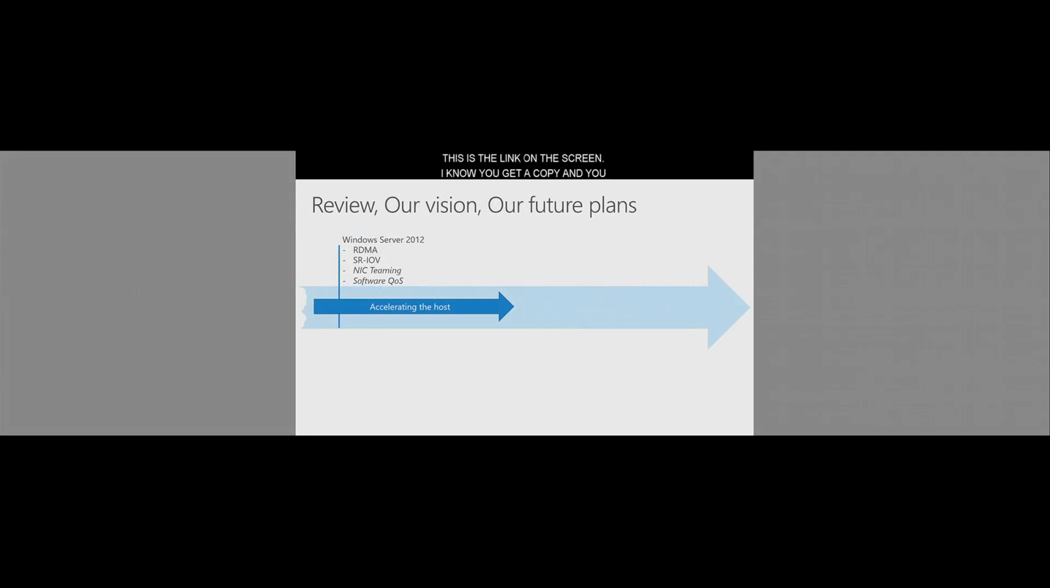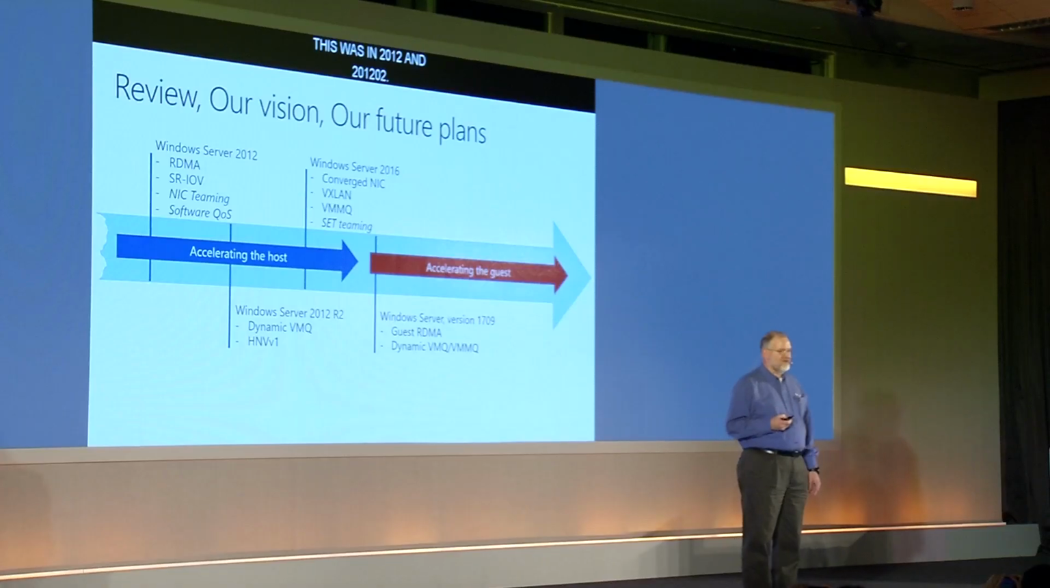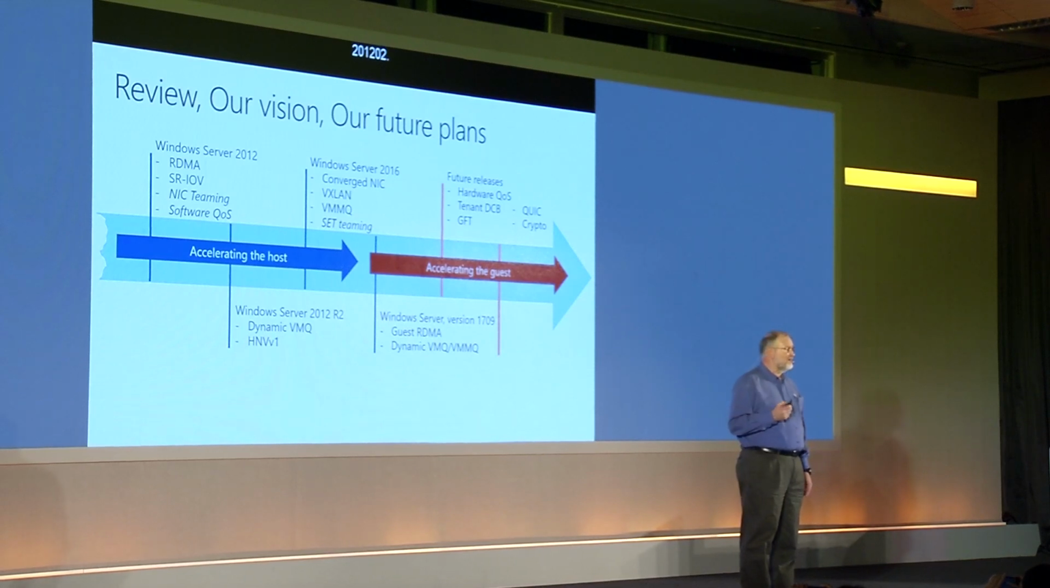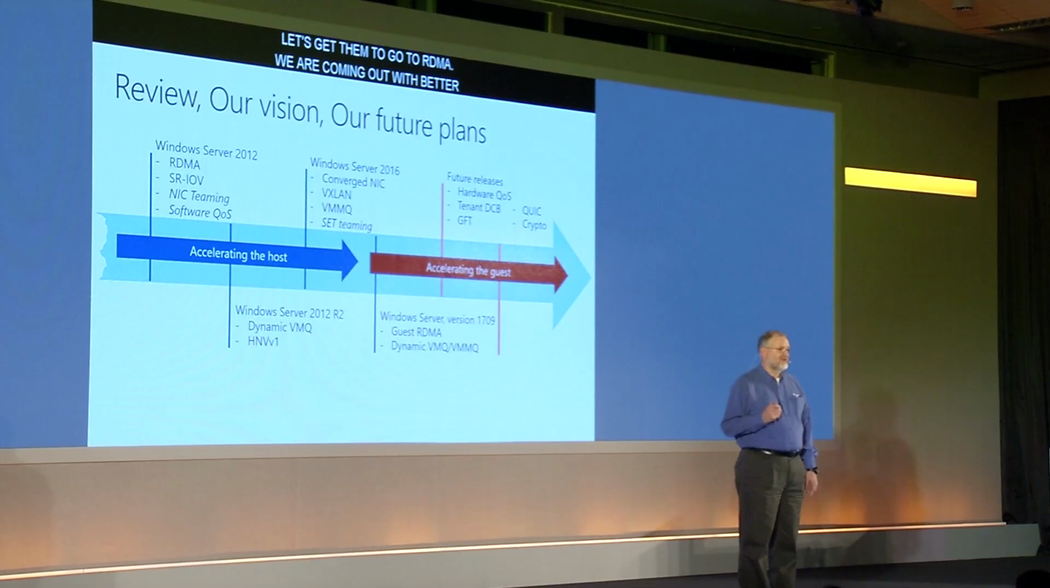So what have we done and where are we going? Well, we shipped Server 2012 and Server 2012 R2, and there we were focused on optimizing traffic in and out of the host. With Server 2016, we began to look at how do we do SDN better, and then we said, now let's start working on accelerating the guest. Let's make those guests go faster than the hosts. And so we've shipped guest RDMA, dynamic VMQ, and dynamic VMMQ, and we're coming out with better management tools for that guest traffic. We really are focused on accelerating how the guest gets networking done.